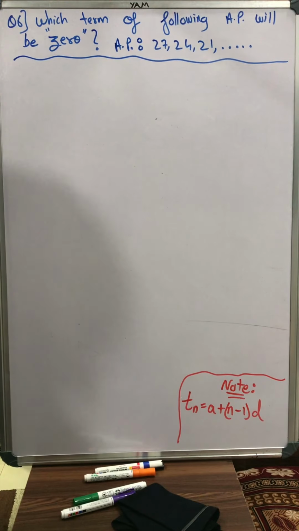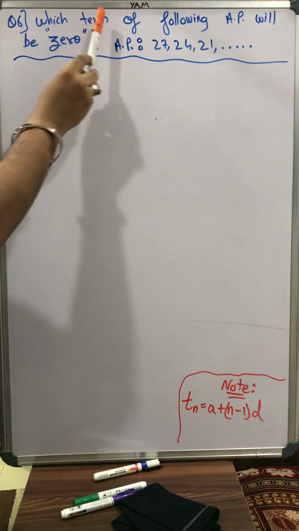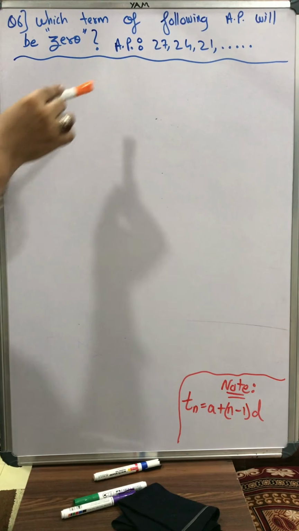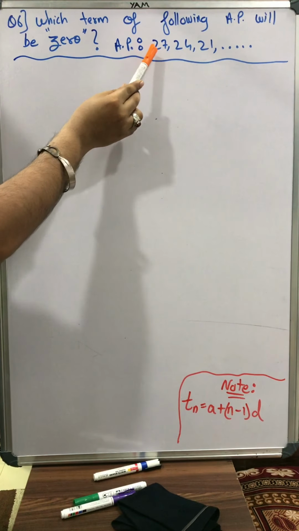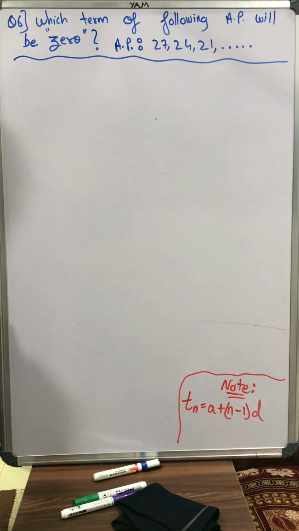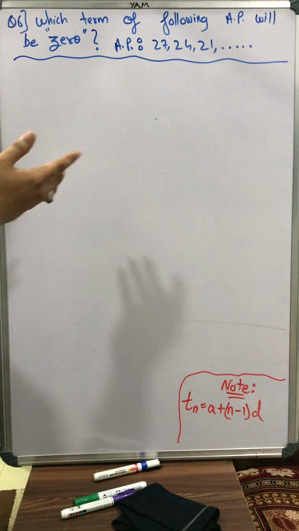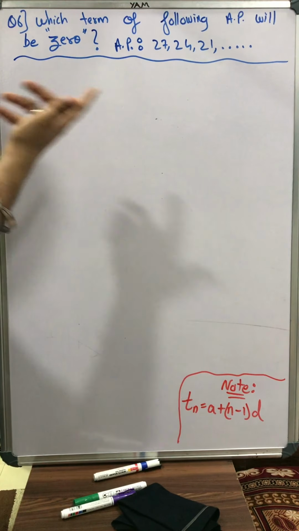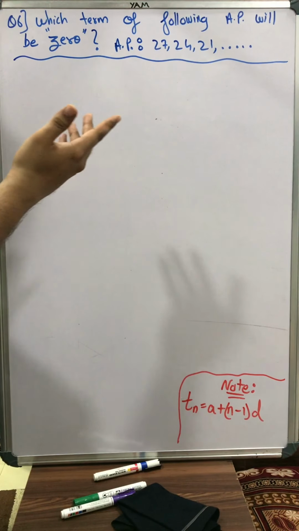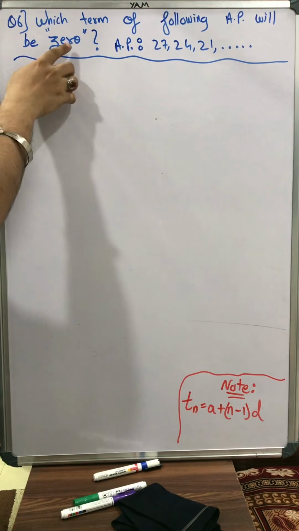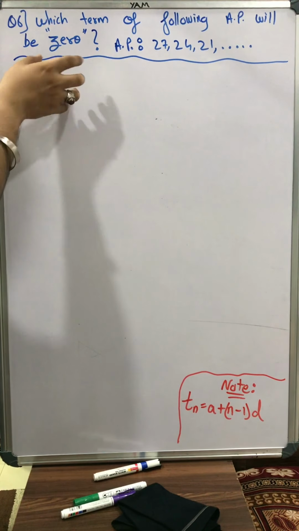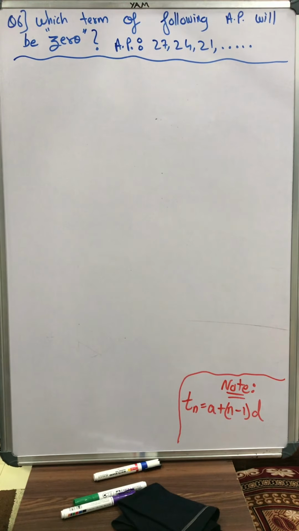Students, now the next question on the board is: which term of the following AP will be 0? They have given us one arithmetic progression: 27, 24, 21, and so on. And they are asking which term, the term at which position, will be 0. That is, at which position the value of the term will be 0.